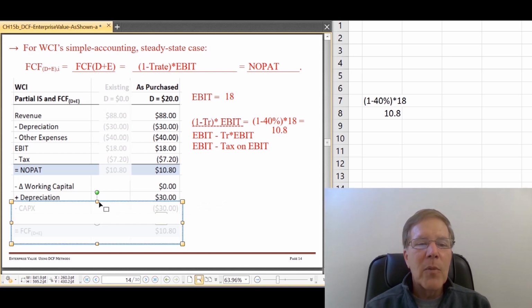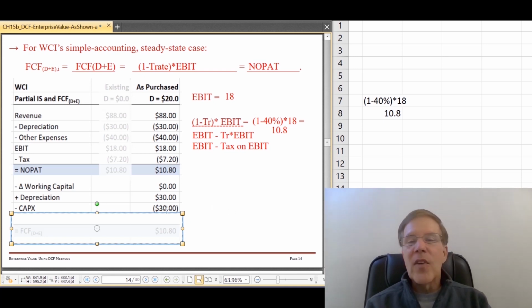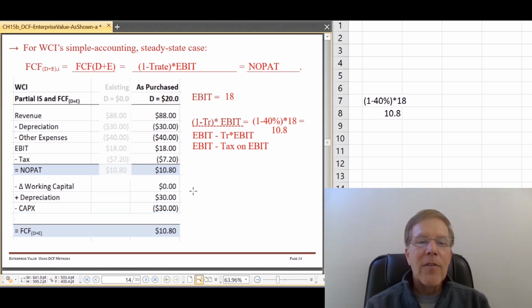So we add back our depreciation of 30, and then we subtract CapEx of 30, because if it is in steady state, the CapEx will be equal to the depreciation. And this is a negative number because that's cash flying out the door to buy new equipment and maintain equipment and stuff like that. So now we can add everything up. Our NOPAT minus our changes in working capital plus our depreciation minus our CapEx is equal to our general case free cash flow to everybody, and that's 10.8, and it's the same as we have up here for NOPAT. Again, because this is a steady state firm operating in perpetuity.